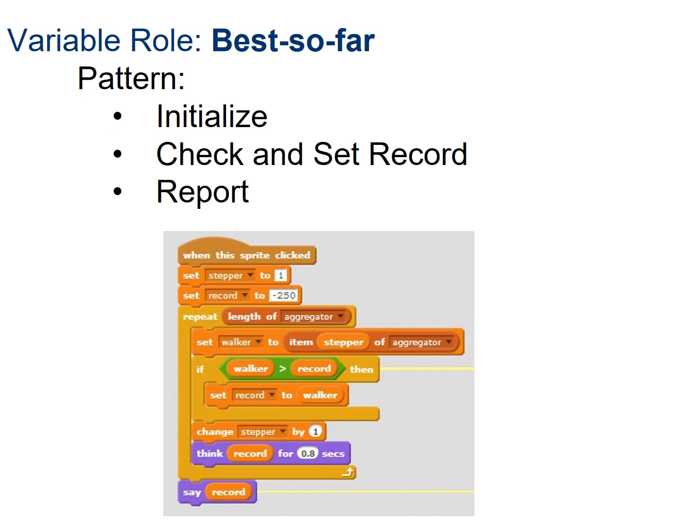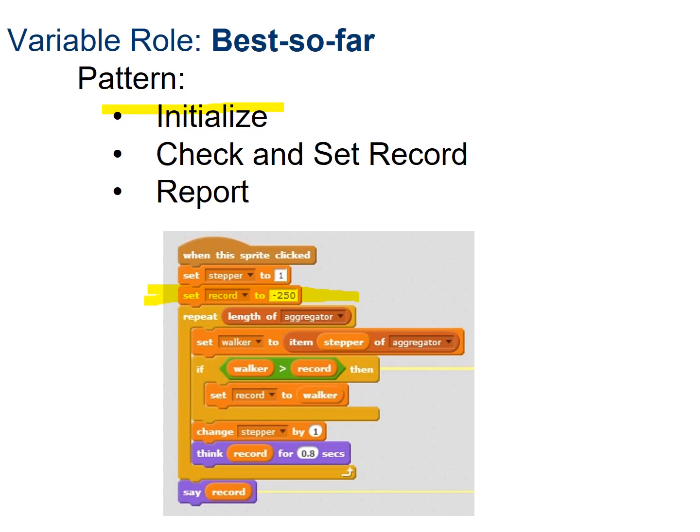Hi, Sandra. When we're setting a best-so-far, we always first initialize the value. So here we're setting our record to -250. If you remember, the x-coordinate on the Scratch screen starts at -249 and goes up to +249. So we're setting a value that's less than -249. That way we always end up setting the record the first time through.